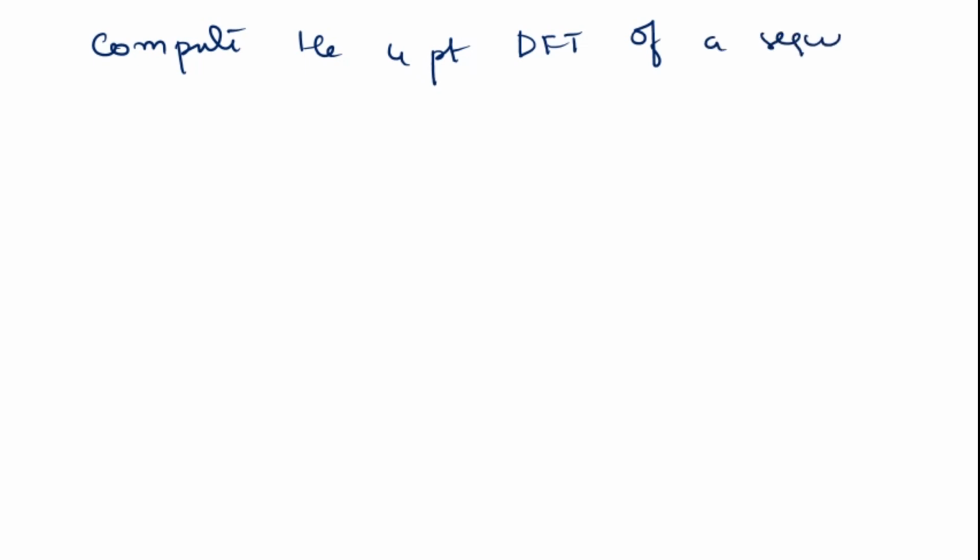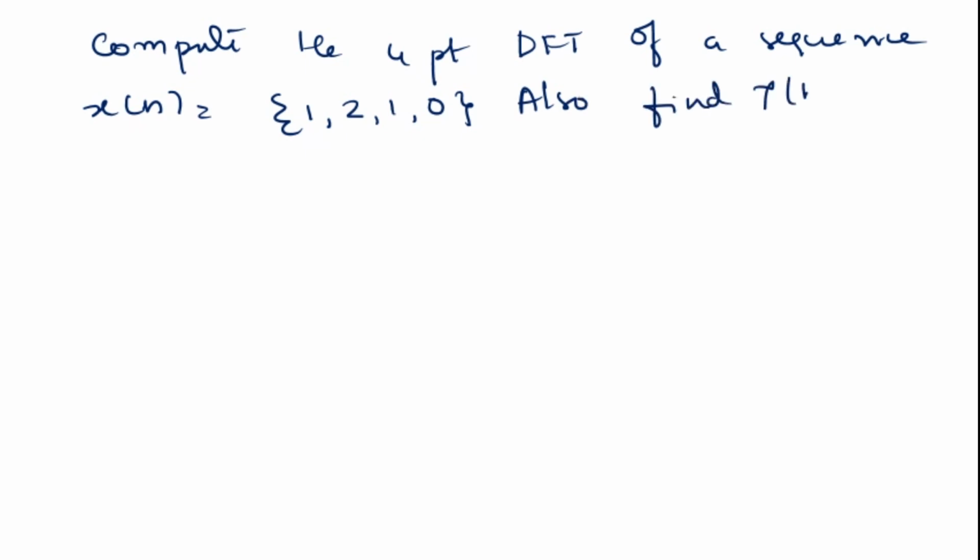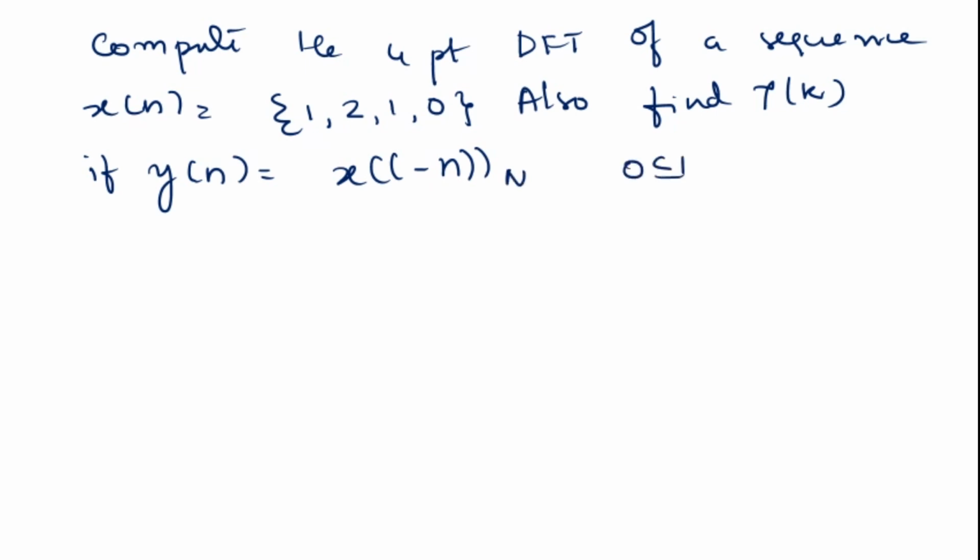Next problem: compute the 4-point DFT of a sequence x of n is equal to 1, 2, 1, 0. Also find y of k if y of n is equal to x of minus n modulo N, where k varies from 0 to 3.